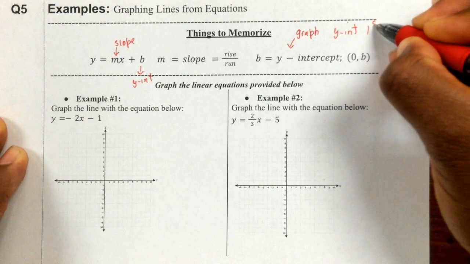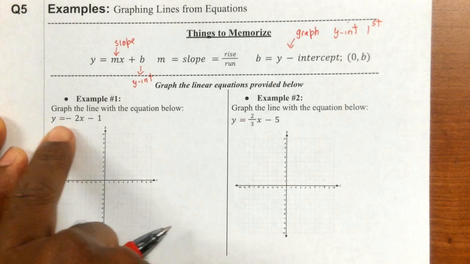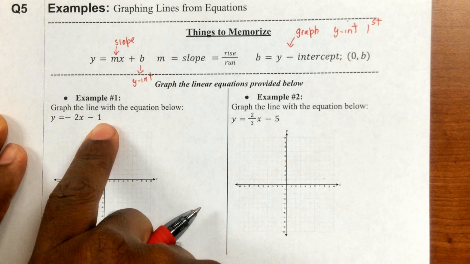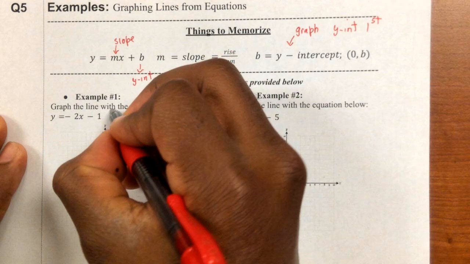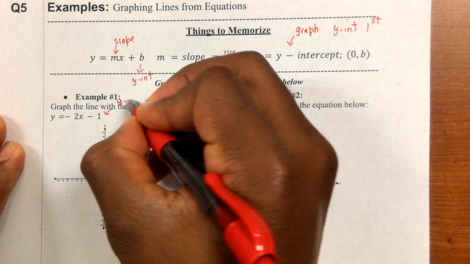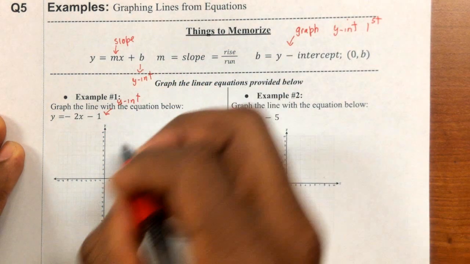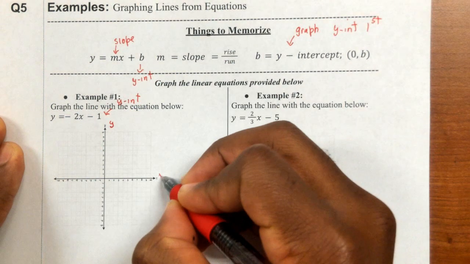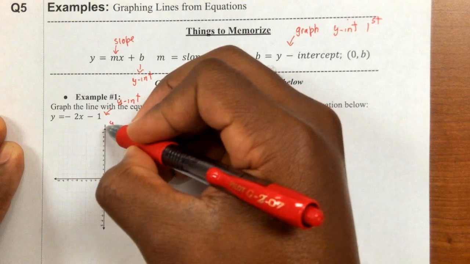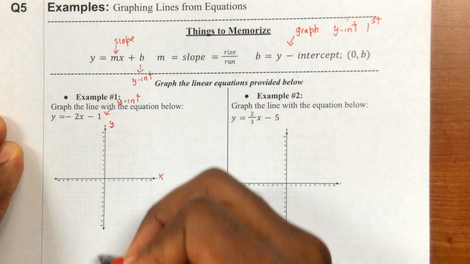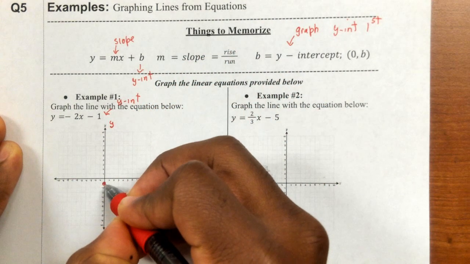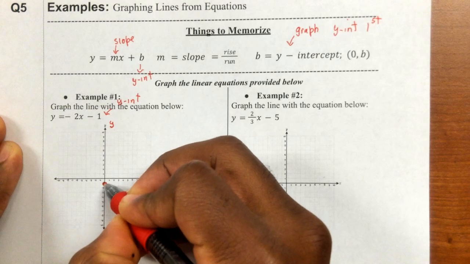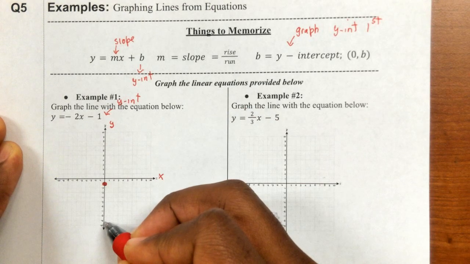So when we look at this equation, what do you think our y-intercept is? Our y-intercept is -1. So I'm going to look for my y-axis. This is my y-axis, and this is my x-axis. I'm going to go on my y-axis to -1. So -1 would be right here, on my y-axis.